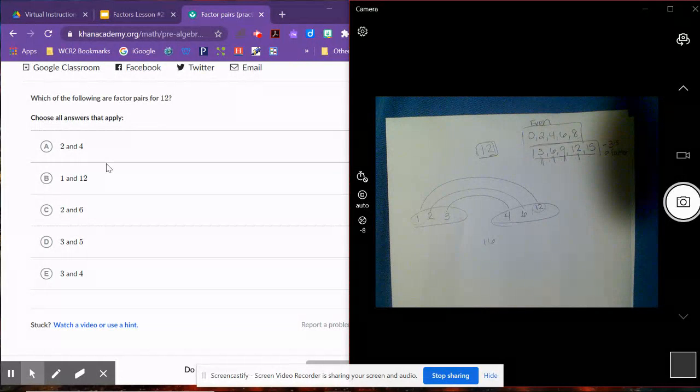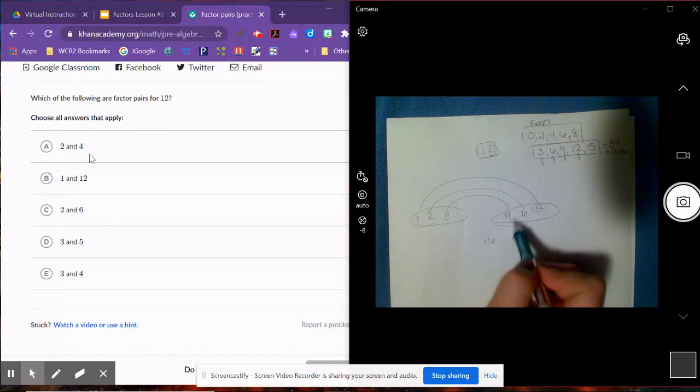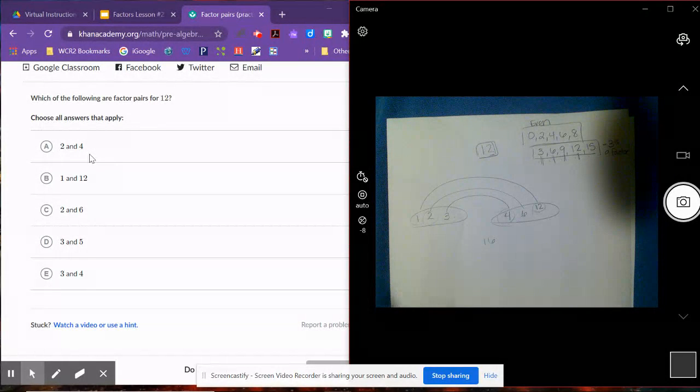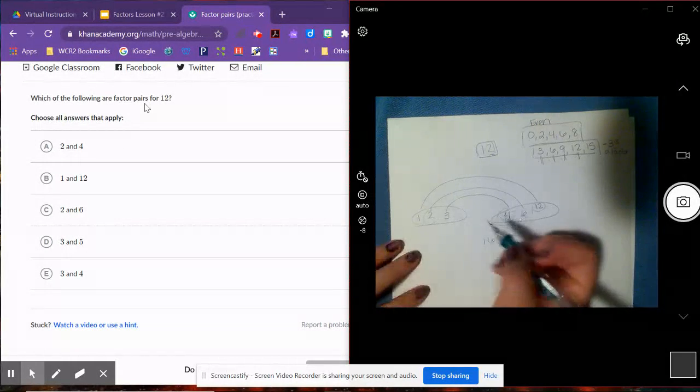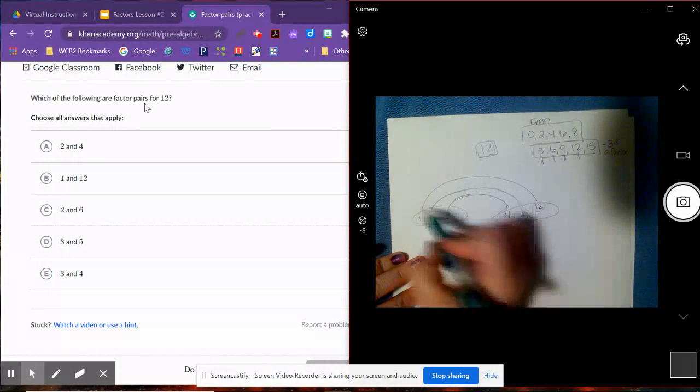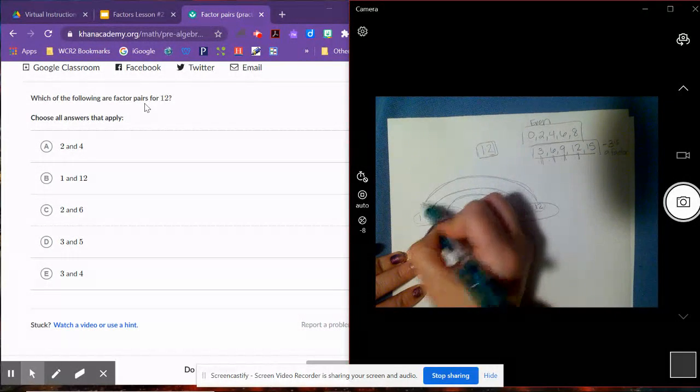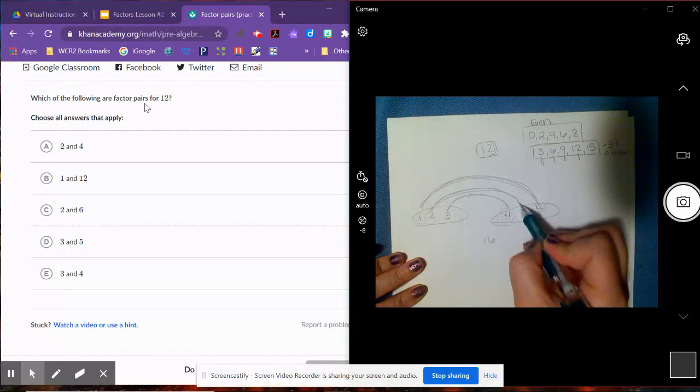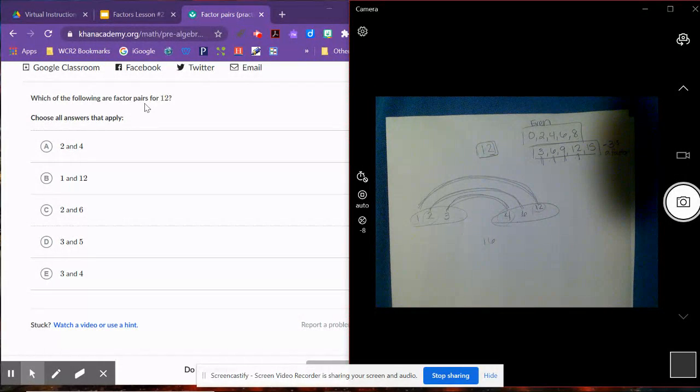Oh, sorry, let's go back to this real quick. It says choose all that apply. So is 2 and 4 a factor? No. 2 and 4 are factors, but 2 times 4 does not equal 12. So that's what this is looking for. It's asking about factor pairs. When we're talking about factor pairs, we're talking about the two numbers that connect on your factor rainbow. So factor pairs would be 1 and 12, 2 and 6, and 3 and 4. That's the other thing to keep in mind and be careful of. You want to make sure when you're reading the directions, factor pairs. So 2 and 4 are factors of 12, but they're not the factor pairs.